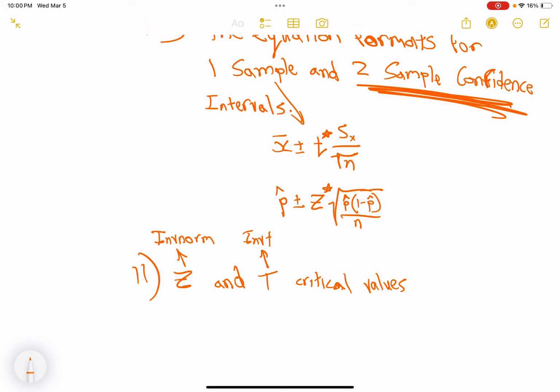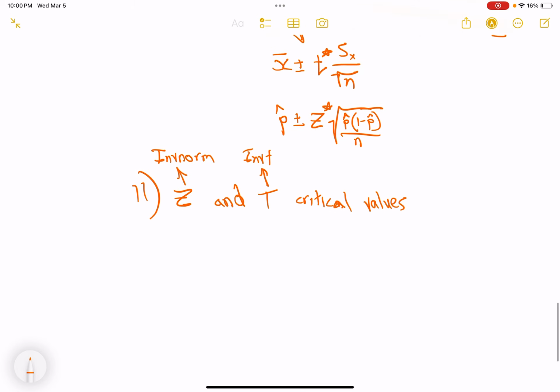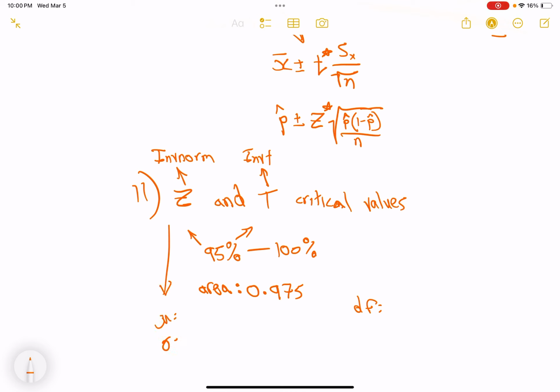So remember for z or for t, if we were doing 95% confidence, for both z and for t, the area that you would be putting in would be the halfway point between that and 100%. So halfway between 95 and 100 would be 0.975, and that's what you'd put in. And then for t, you would do degrees of freedom. And then for z, right, you would do mean and standard deviation.